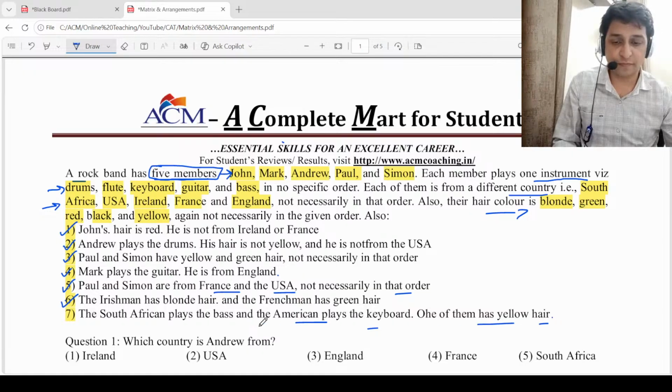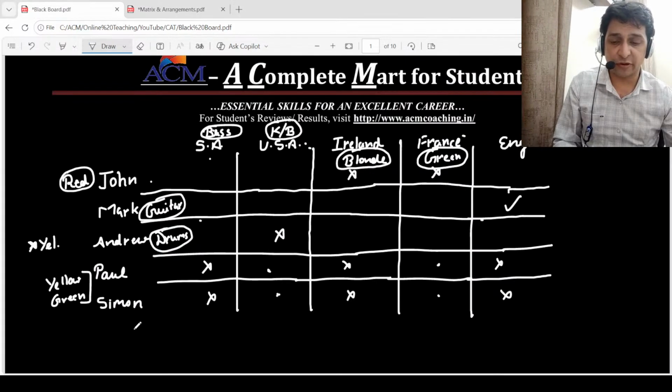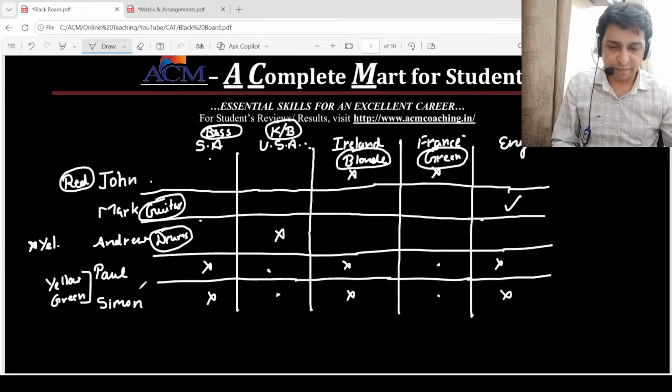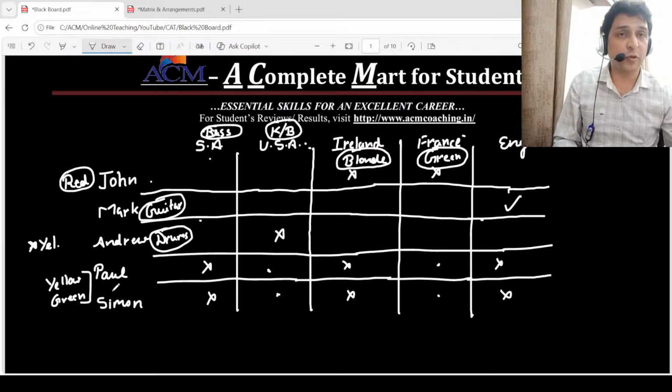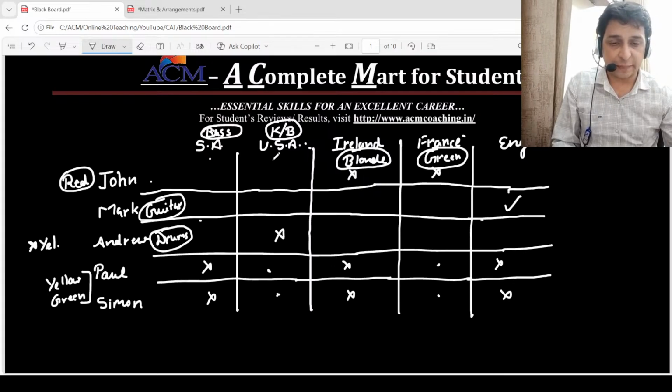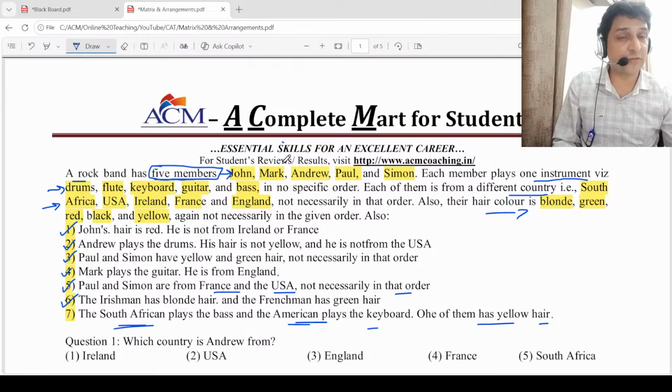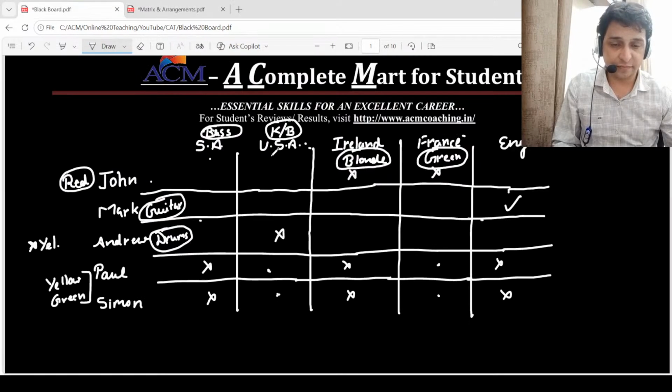And one of them has yellow hair. South African or American is going to have yellow hair. Now for South Africa, we know yellow hair belongs to either Paul or Simon, and the South African cannot be Paul or Simon. That means the person from USA is going to have yellow hair. So yellow comes here. Now all the information in the puzzle has been used.